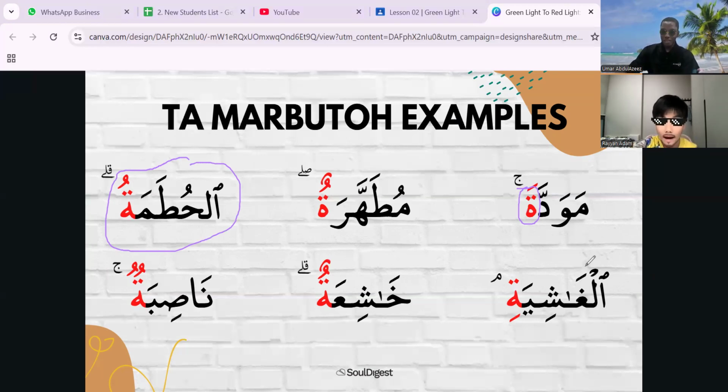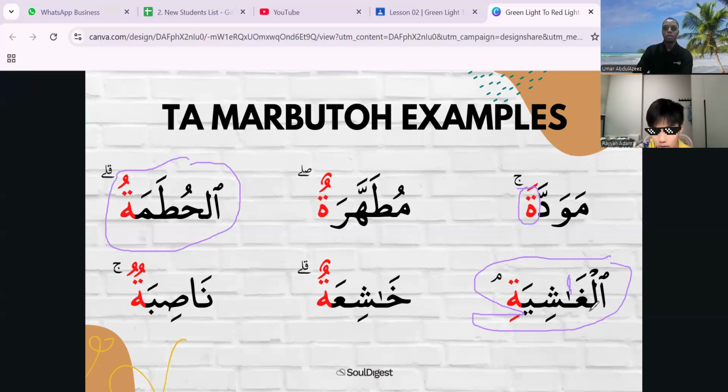How about this one? Al-Ghashiyah. Good. Imagine this ha is with sukun, right? You are going to pronounce it, yeah, Al-Ghashiyah.